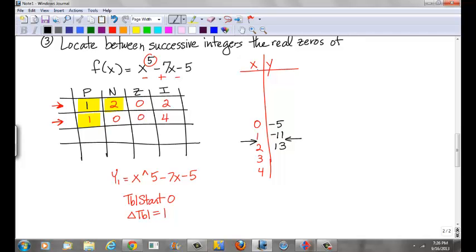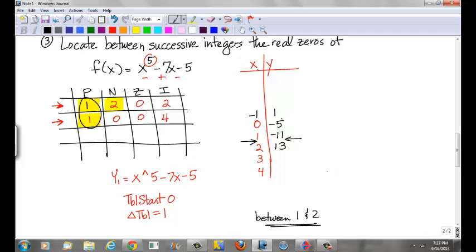Okay? So, when it says locate between successive integers the real zeros, and you want them in order left to right, so one of our answers is between 1 and 2. That's one answer. That's our positive root. So we've already found that one. Now we need to check for negatives. And actually, you could just use your up arrow. If you get your cursor on the 0 in your table and just use your up arrow, you'll find -1.